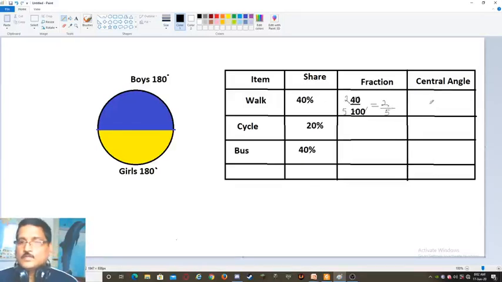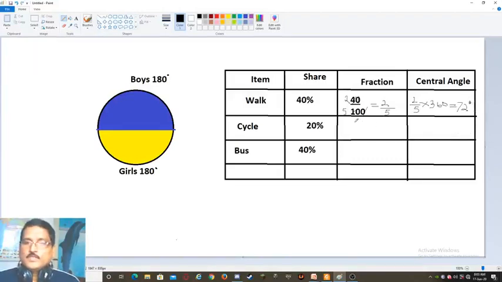Now central angle: 2 by 5 multiplied by degree, that means 360. How much will it be? 5 sevens are 35, carry 3, 172 degree. So it is 72 degree.